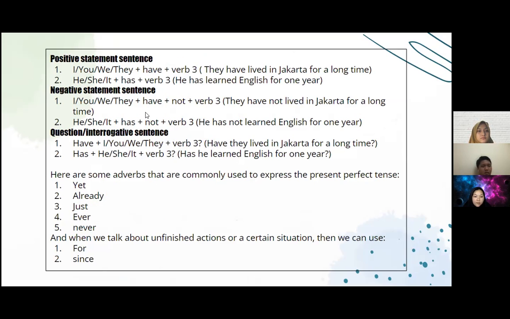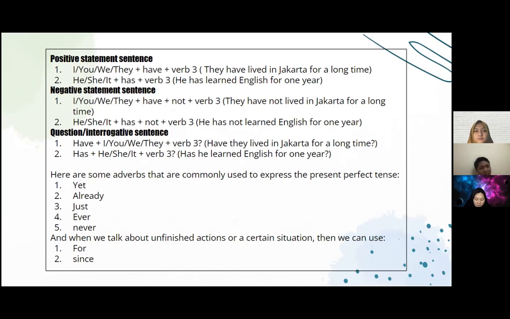So we look at three points. Number one, positive statement sentence. Example: number one, I or subject plus have plus verb three. Number two, he, she, it plus has plus verb three.